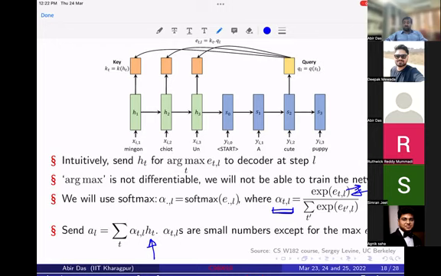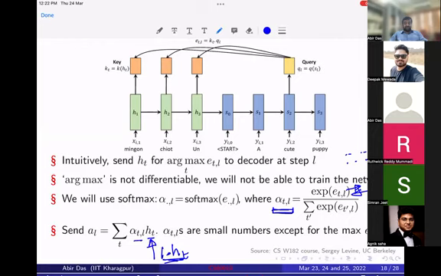If ETL is high, then alpha TL is also high. If ETL is low, alpha TL is low. So you take these alpha TLs and the HTs, you multiply each alpha TL with the corresponding HT, and then sum them. So you take a weighted combination. Instead of giving the full weight to the one T that has the highest similarity, you take a weighted combination, and the weights come from these similarity scores.